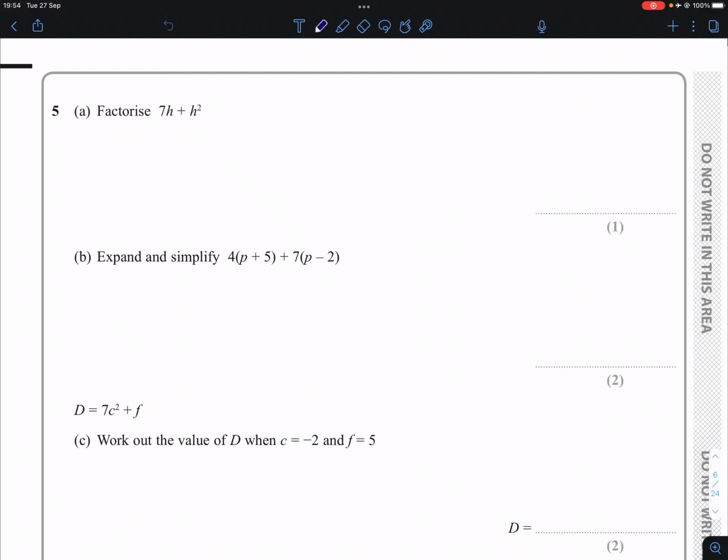Question 5, part A. We're asked to factorize this expression here. So the first step of factorizing is to look to see if there's a highest common factor, something everything can be divided by. Both of these terms have an h in it, so we can take h out as a common factor, leaving us with 7 (that divided by h will be 7) and h (that divided by h will be h). And what's on the inside here, there's nothing more to factorize, so that is our answer.